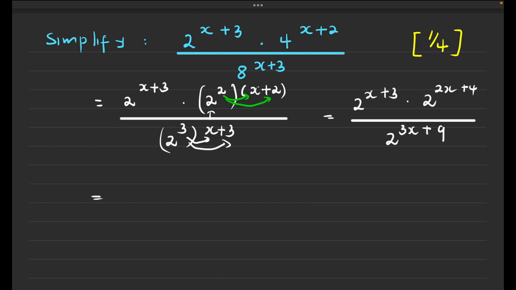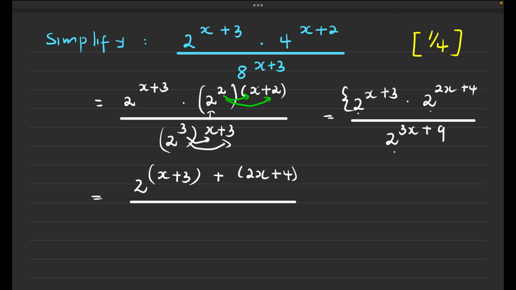As you guys can see, all your bases here are 2, right? So I'm going to look at the numerator, this part, and apply the product rule. This is 2, that's one base, to the power x plus 3. I'm going to add now the exponents. The exponent is x plus 3 and 2x plus 4. We divide all of this by 2 to the power 3x plus 9.